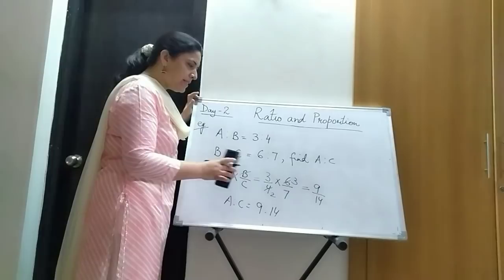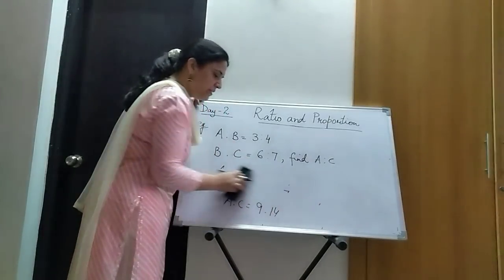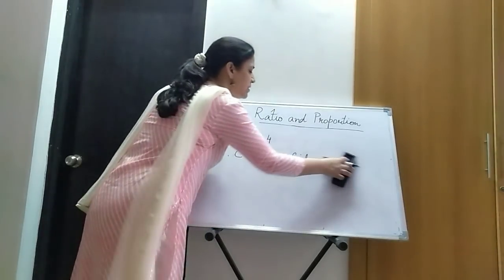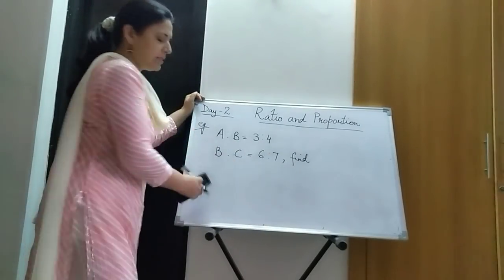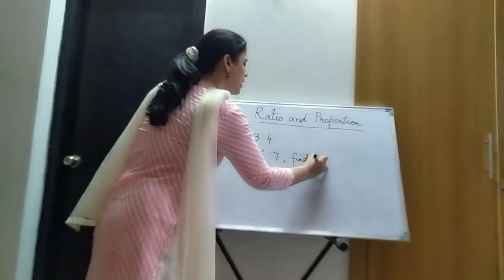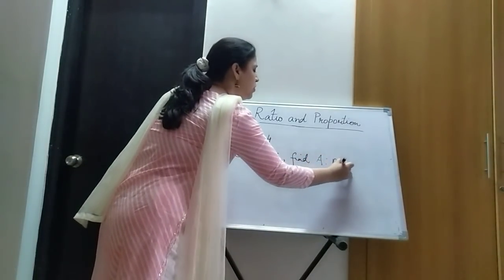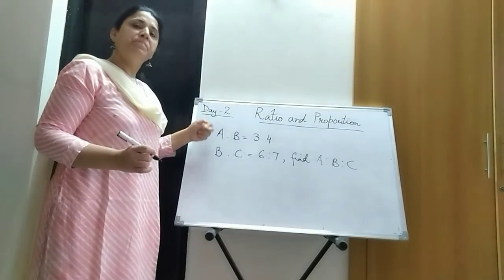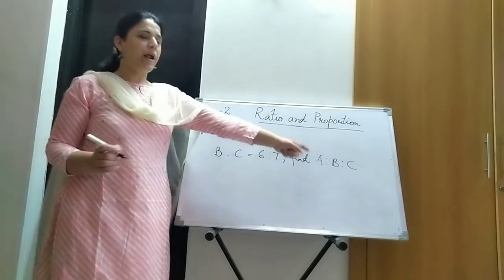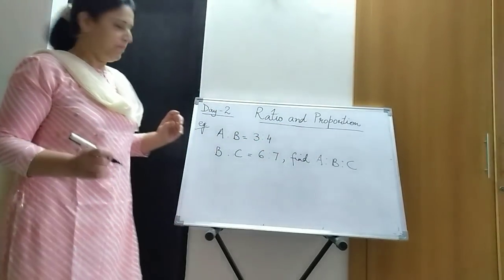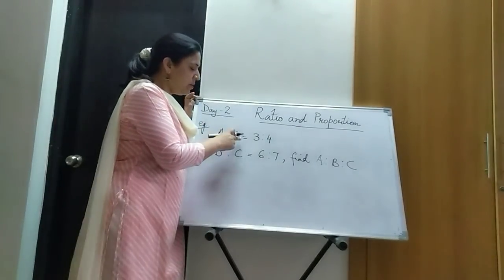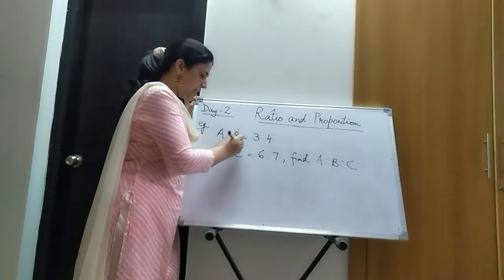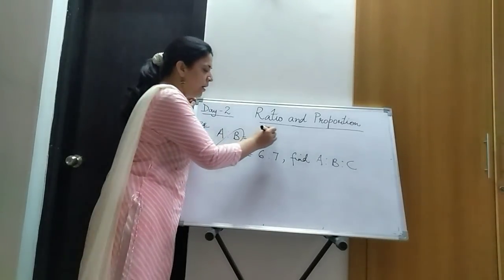Now the next thing that they can ask you in such questions: taking the same example, they can ask you to find A ratio B ratio C, A is to B is to C. A is to B is given, B is to C is given, and you are asked to find A is to B is to C. Now if you see here, children, B is being repeated. Here what is B?